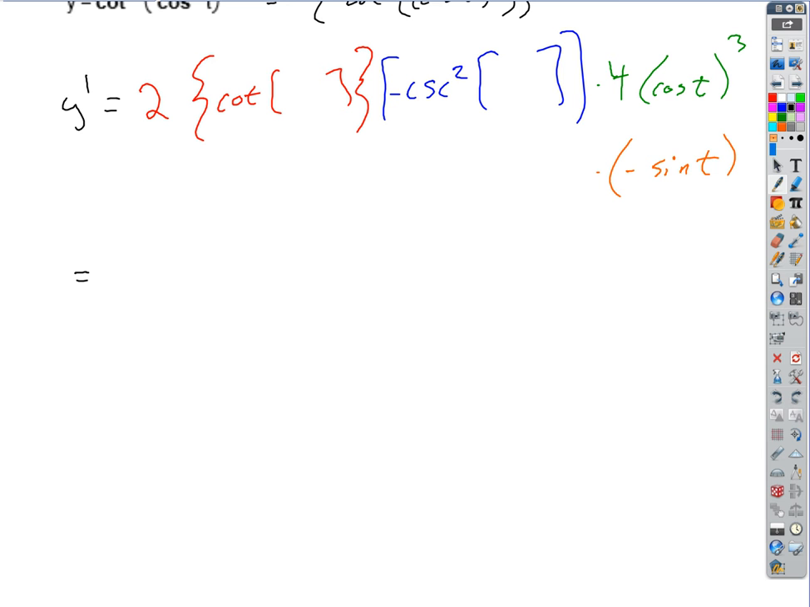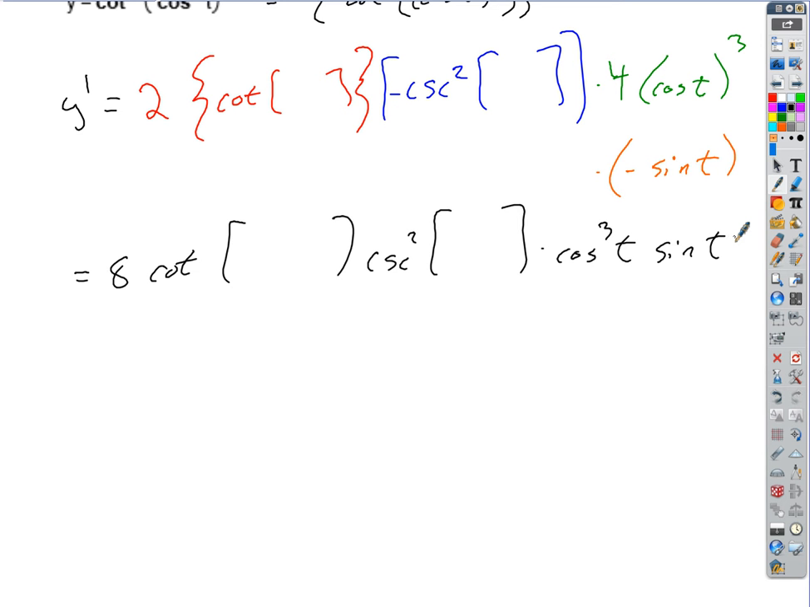Thank you. So 4 times 2 is 8. And then what do we got? Well, we got a cotangent of a bunch of stuff times a cosecant squared of a bunch of stuff times a cosine cubed of t times sine of t. And that's my answer. Right? Okay, does that help, Kate?